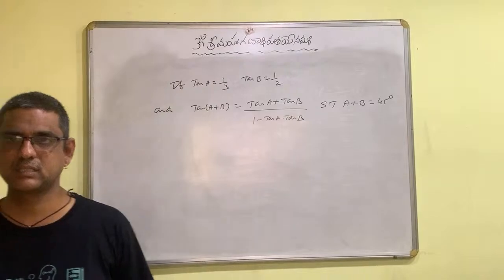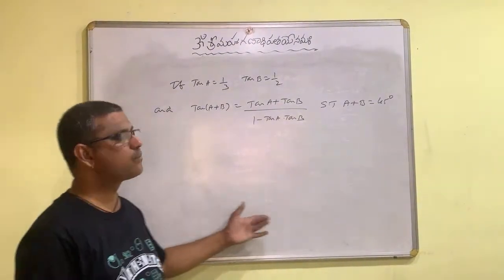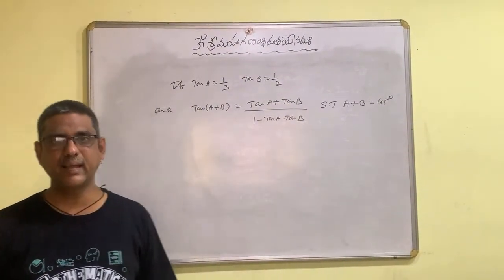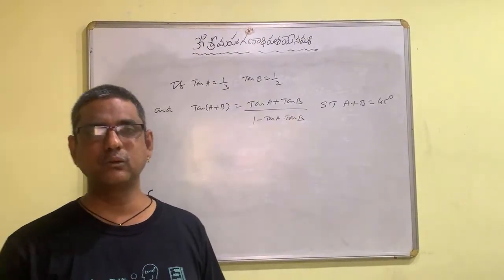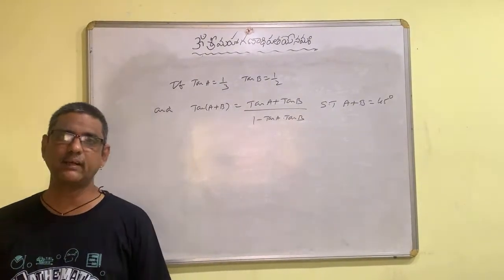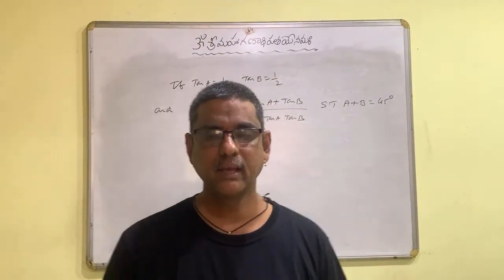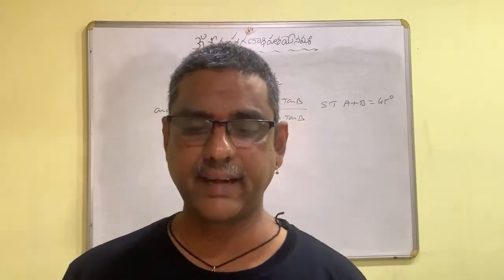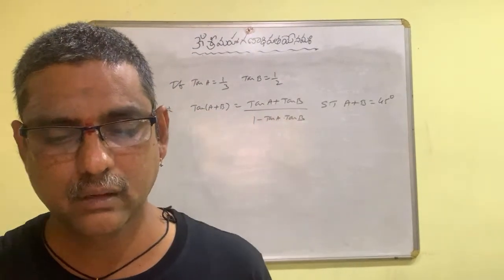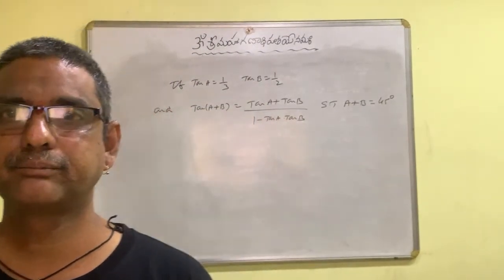How to do this? Given tan A 1 by 3, tan B 1 by 2, and also given tan A plus B is tan A plus tan B by 1 minus tan A tan B, and we need to prove that A plus B is 45 degrees. What to do?